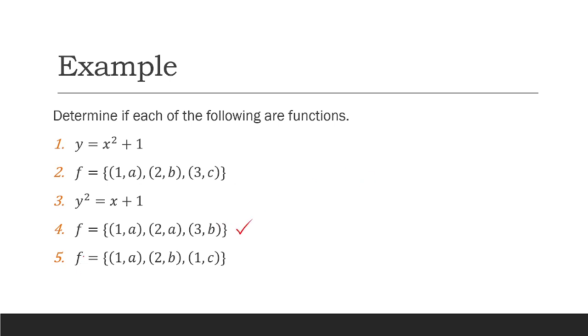Next, lastly, we have another set of ordered pairs. We have f is equal to 1a, 2b, and 1c. Now, this time around, this is not a function. Bakit? Because for a single value of x, that is x is equal to 1, dalawa yung value ng y natin. And that is y sub 1 is equal to a, and the other one is y sub 2 is equal to c. So therefore, this is not a function. So that is how we determine if an equation is a function.